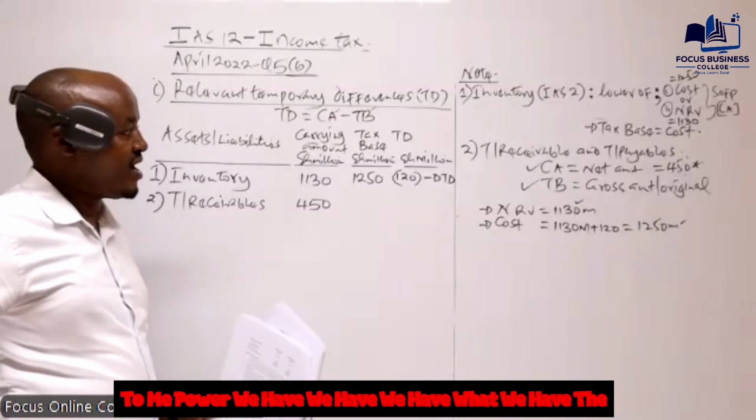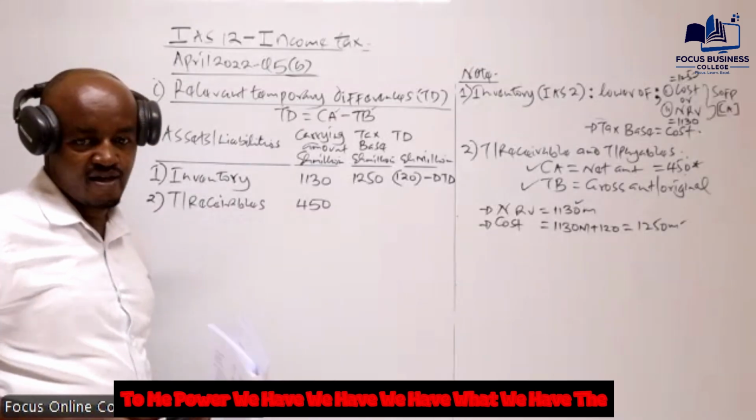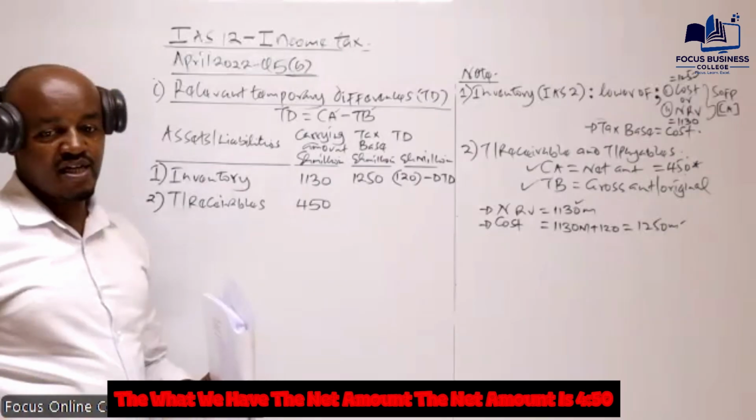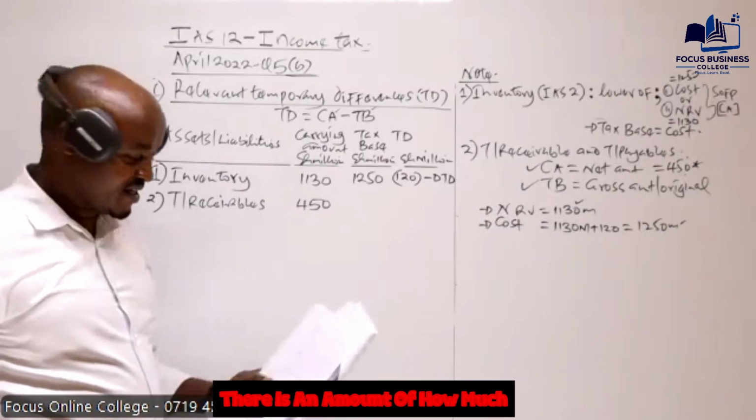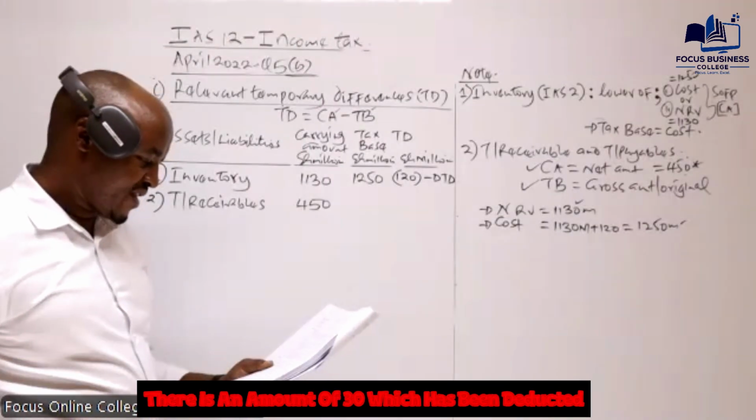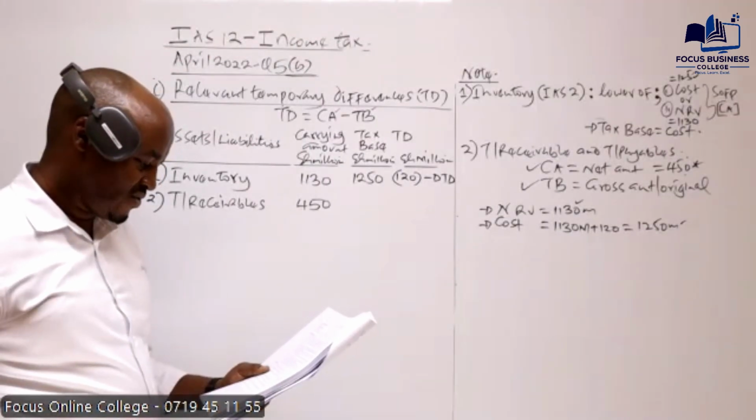We have the net amount. The net amount is 450. Basically, we know that in arriving at that 450, there is an amount of 30 which has been deducted.